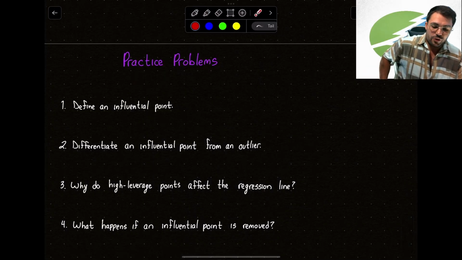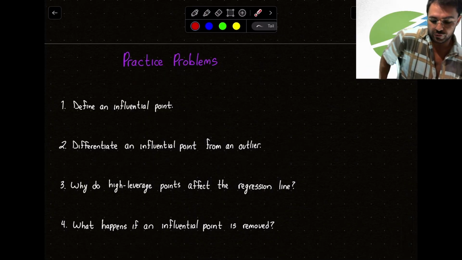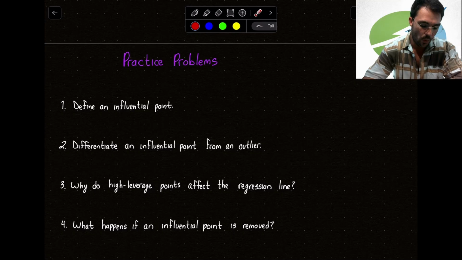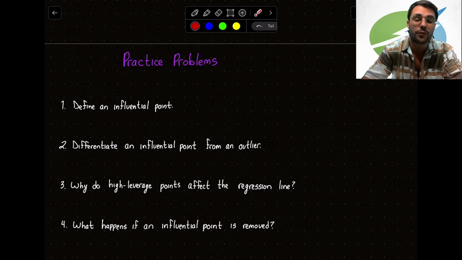1, define an influential point. 2, differentiate an influential point from an outlier. 3, why do high leverage points affect the regression line? And 4, what happens if an influential point is removed? Feel free to pause here and take a stab at these problems. Cool. I hope we did so, and let's take a look at the solutions.